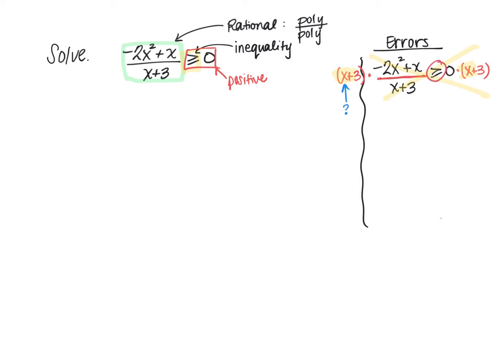So common error number 1 is multiplying both sides by x plus 3. We cannot do that. What we need to do instead is determine the values of x that may cause this rational expression to change sign, to change either from positive to negative or from negative to positive. And I always think graphically.